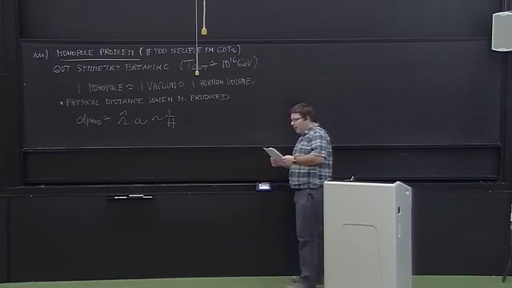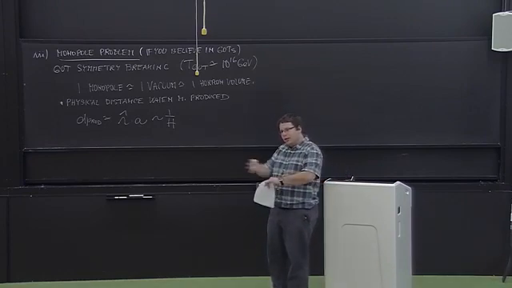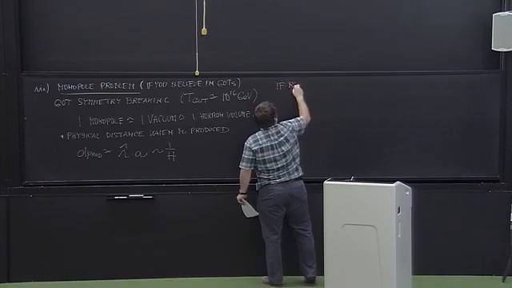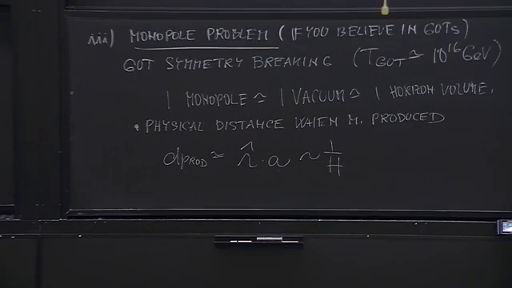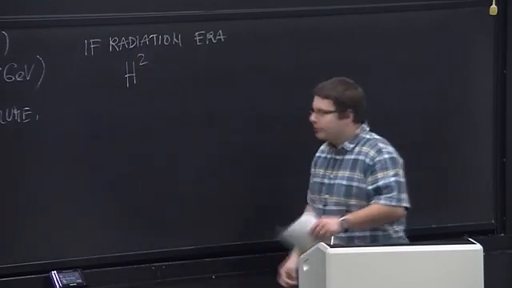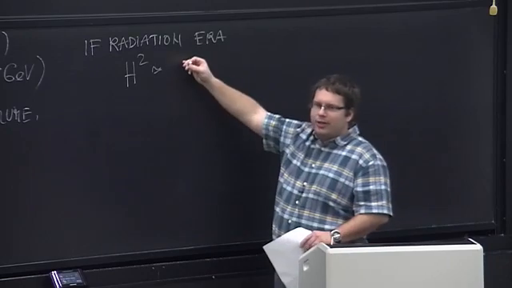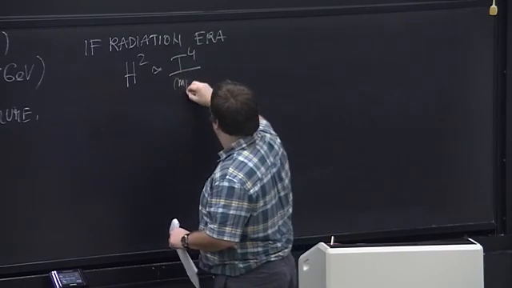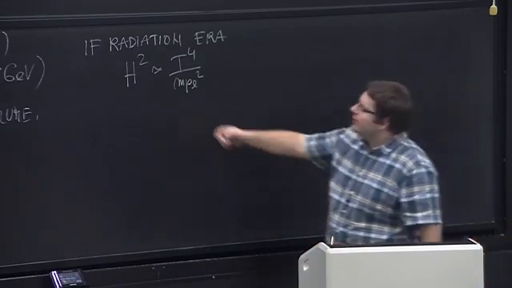Now, let's assume there was no inflation, and we had a radiation era all the way to the Big Bang. Then you can use your favorite Friedmann equation to estimate how big H was at the time. So you have H squared equals rho over M Planck squared, but rho in the radiation era goes like T to the 4. So this goes like T to the 4 over M Planck squared. Okay, so that's my estimate for H.